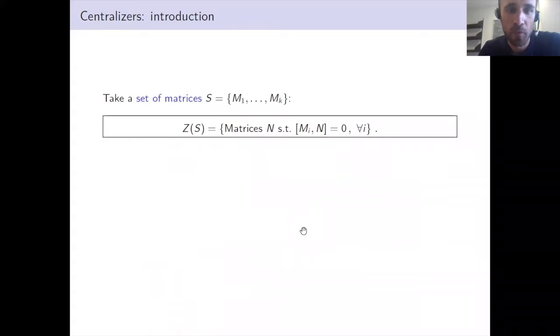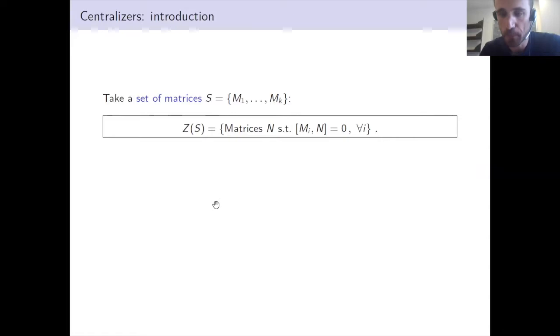So the first step of generalization is to take now not a single matrix, but a set of matrices. So you take a set of matrices S, and then again, you can define the centralizer of this set. The natural definition: this consists of all the matrices commuting with every matrix in this set. So this is the centralizer of the set S.